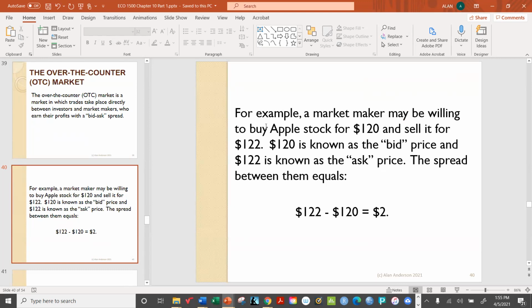So normally Apple wouldn't be traded through the over-the-counter market. They would be traded on the NASDAQ, but any stock in principle could be traded in the over-the-counter market. As long as there's somebody who's willing to buy and somebody who's willing to sell, then that's all we need.